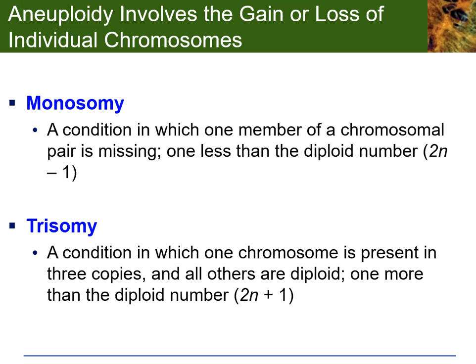There's monosomy and trisomy. Monosomy is a condition in which one member of a chromosomal pair is missing. For instance, there's 1 less than the diploid number, so you've got 2n, which is the diploid set, minus 1. So you would have 46 minus 1, so you have 45 in that case. Trisomy is a condition in which one chromosome is present in 3 copies, and all others are diploid, one more than the diploid number, so it's 2n plus 1, and so you get 2 times n, which is 23, plus 1, which is 47.